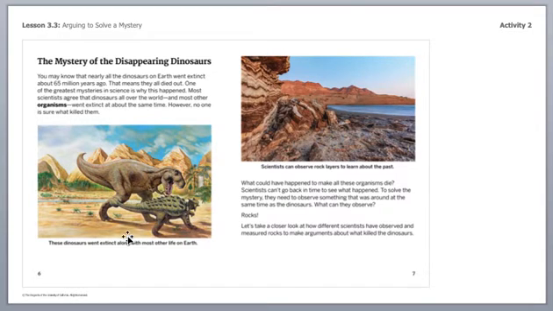So in this first picture, you can see these dinosaurs went extinct along with most other life on Earth. Scientists can observe rock layers to learn about the past. What could have happened to make these organisms die? Scientists can't go back in time to see what happened. To solve the mystery, they need to observe something that was around at the same time as the dinosaurs. Now, what could they observe? Rocks, of course. Let's take a closer look at how different scientists have observed and measured rocks to make arguments about what killed the dinosaurs. That's interesting and crazy to know that some of the rocks around us have been here since the dinosaurs.